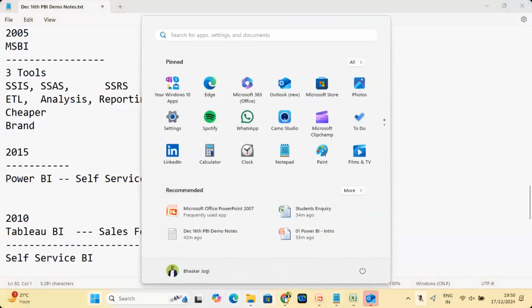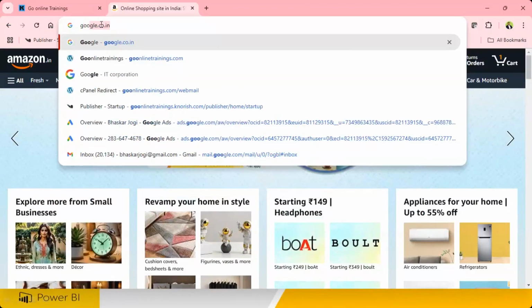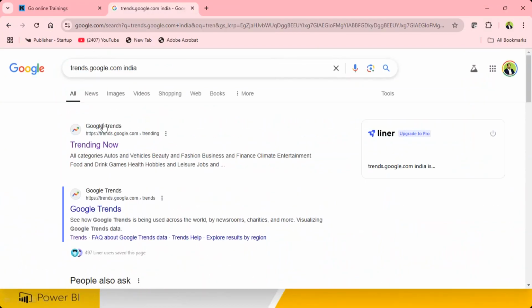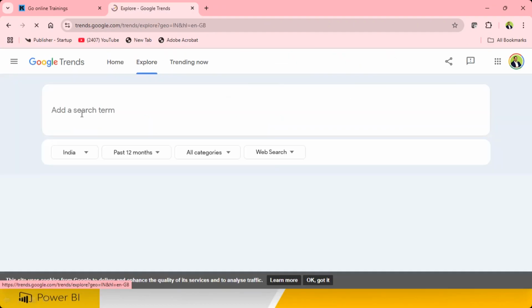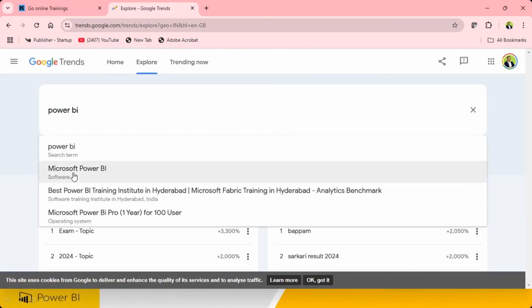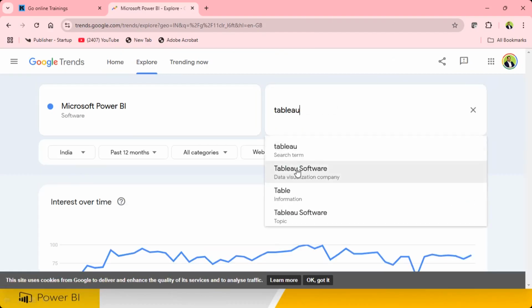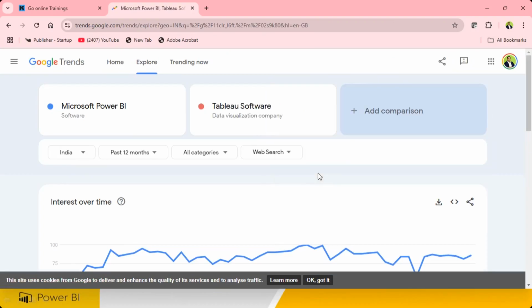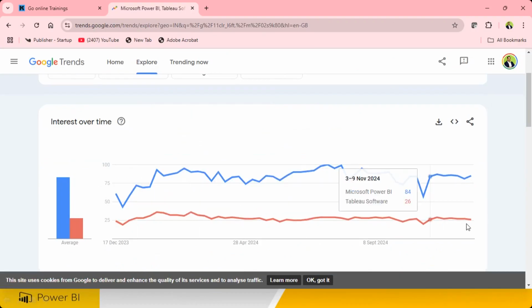When you go to Google Trends, trends.google.com, you will be able to see how Power BI is doing. Let me click on explore. I wanted to show you Microsoft Power BI and Tableau, Tableau software, the data visualization company, Tableau BI, right? If you say Tableau BI is completely gone, have you seen this? This is the market trend in India, and all over the world also.